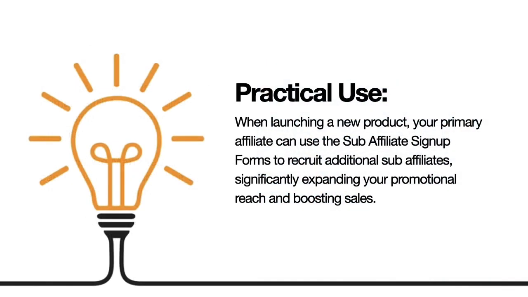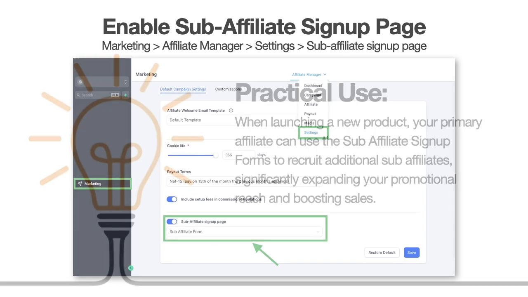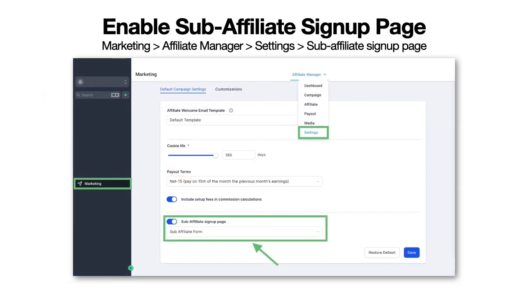When launching a new product, your primary affiliate can use sub affiliate sign up forms to recruit additional affiliates beneath them, which is going to really seriously expand your promotional reach and it's going to boost your sales. Let me show you exactly where this feature is located.